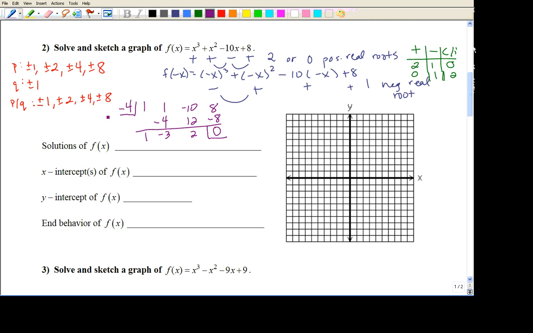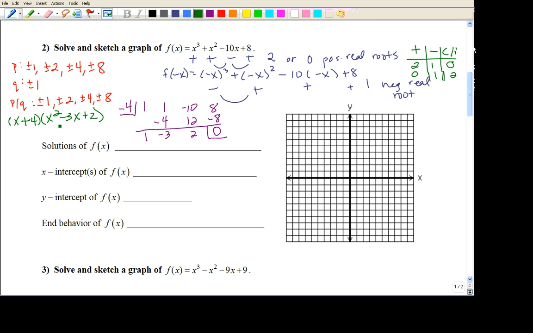So now that we know we have -4, we can use that information, because what we found so far is we have x plus 4, since we know that -4 is a root. It's the opposite sign. And then this down here is what we have left over after we factored out the x plus 4. So we had an x cubed, so this is 1x squared minus 3x plus 2.